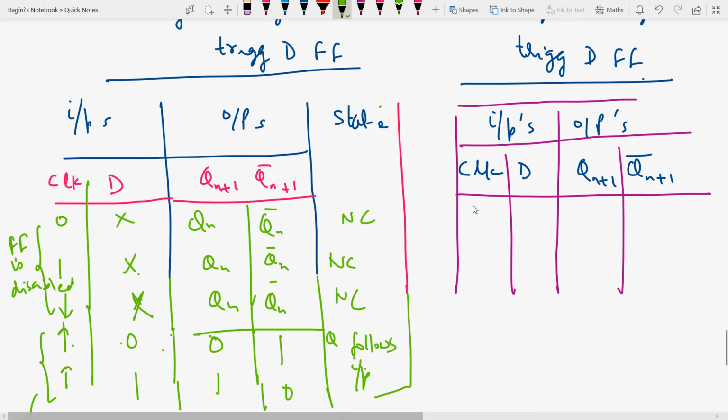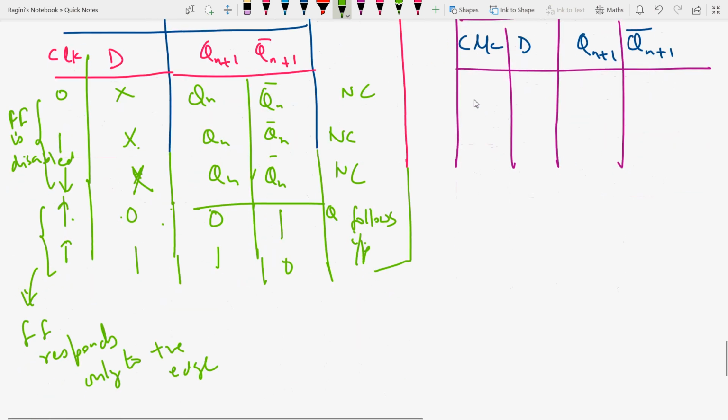Now, in case of negative edge triggered, the flip flop will only respond to the negative edges of the clock pulses. That means if it is a D flip flop, so Q, Q bar, and here a negative clock pulse will be there. So it is the block diagram of the negative edge triggered D flip flop. Now in clock, if it is 0, so D will not be activated. Again, it will be Qn, Qn bar. State will be no change.